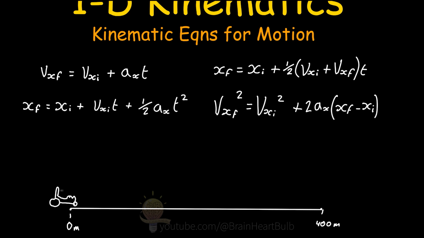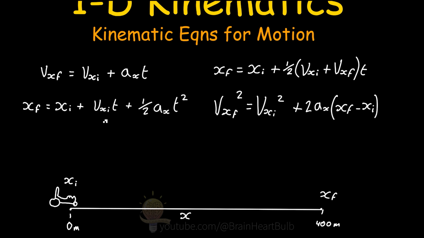Now our race cars here can only move in one dimension. They're just going down a straight track. And we'll call this direction the x direction. Now initially, our race car is at position xi, which means the initial position. The car's final position will be at xf at the end of the race.